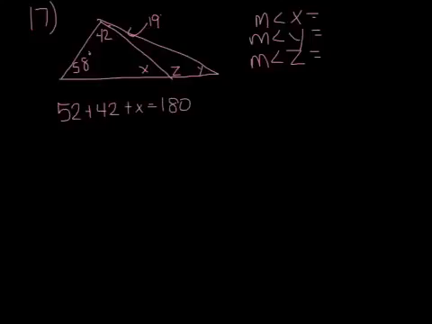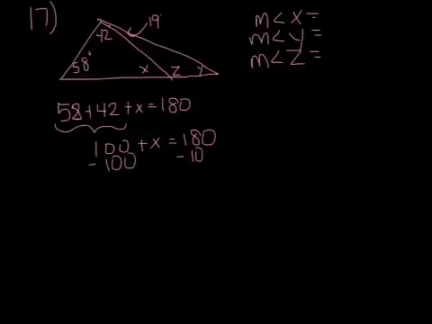58 plus 42 is 100. Plus X equals 180. Minus that 100. So X equals 80. So the measure of angle X, I just go right up here, is 80 degrees. Now that I've found that one, what's the next easiest angle to find? Z. So let's go ahead and get rid of that X.